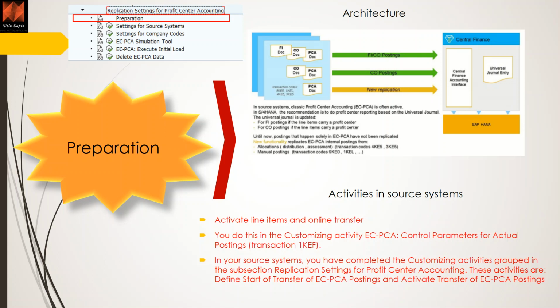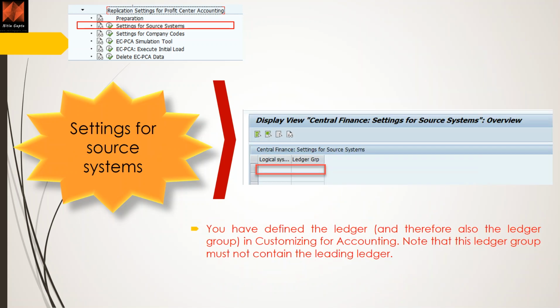And then there are some activities to be done in the source system which are needed, and you have to activate line item and online transfer, and you also have to complete the group customizing activities, which we will talk about now.